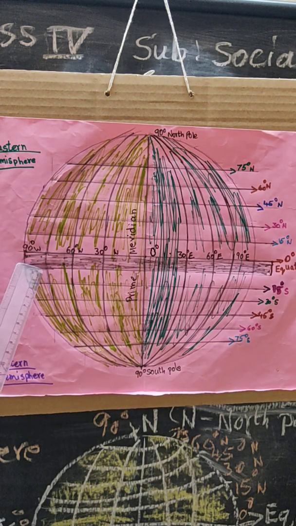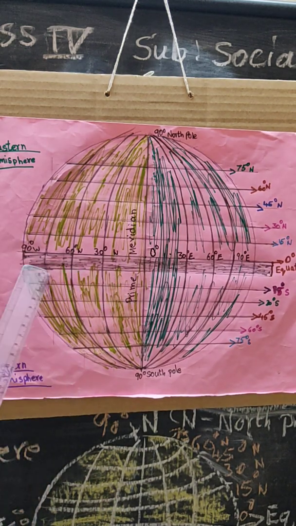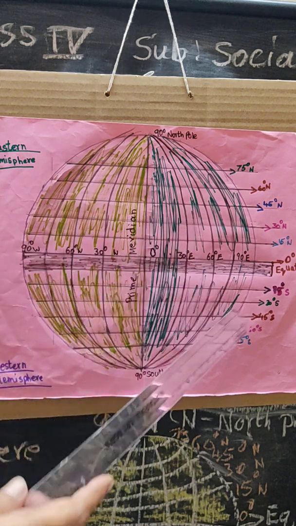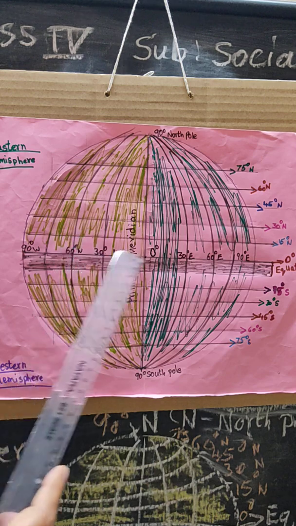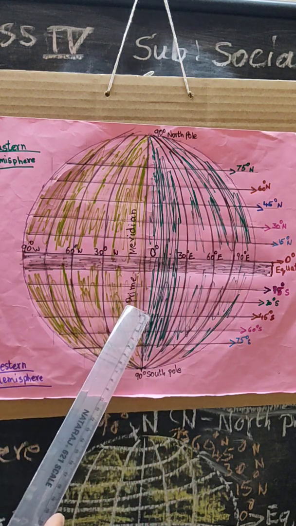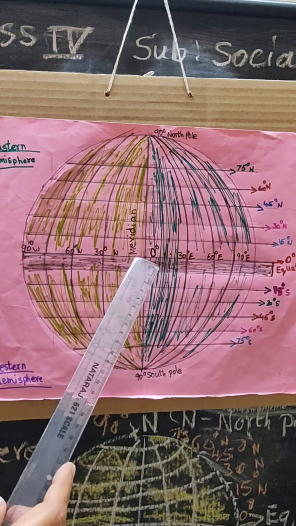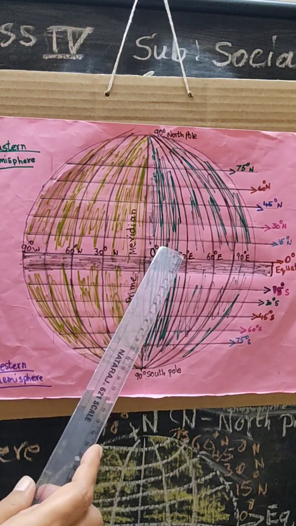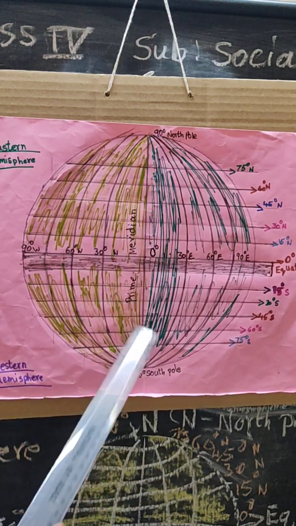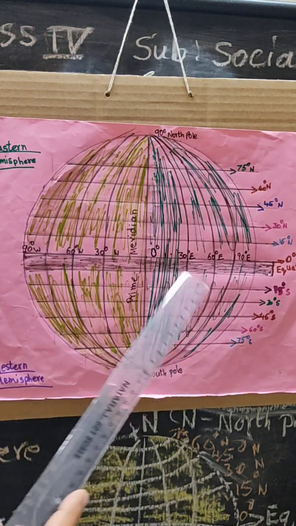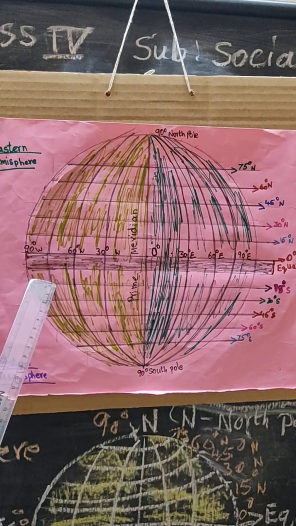So here again this line has been divided into 3, 1, 2, 3, so 6. Here again in the middle, this is the prime meridian. This is known as the prime meridian, 0 degree. This comes under 0 degree. Here you can see the cross like this, one north and south, east and west, right?